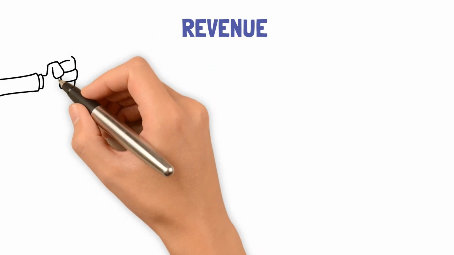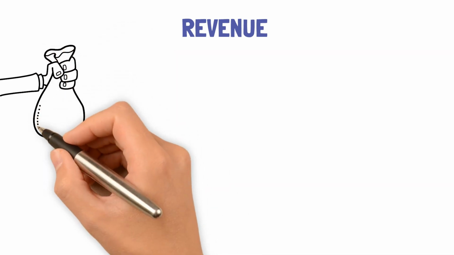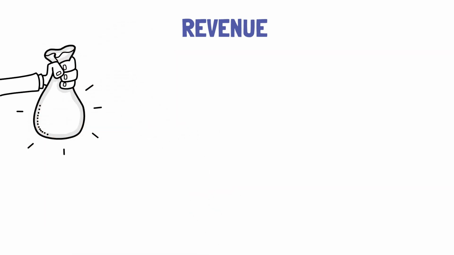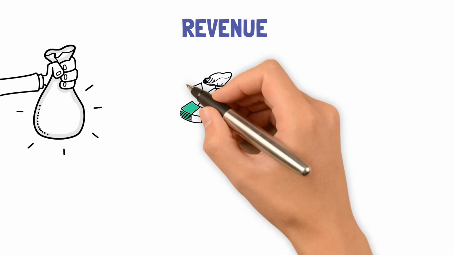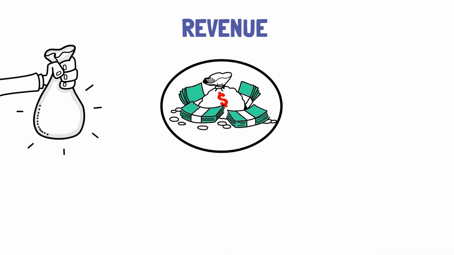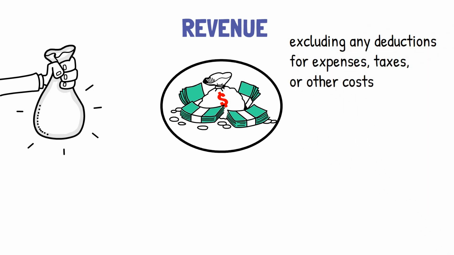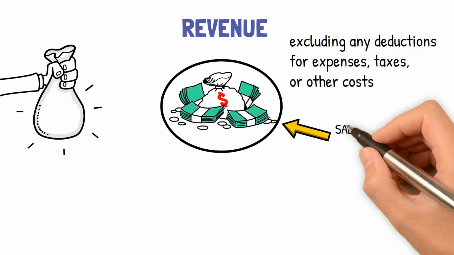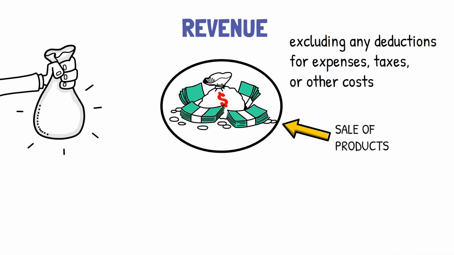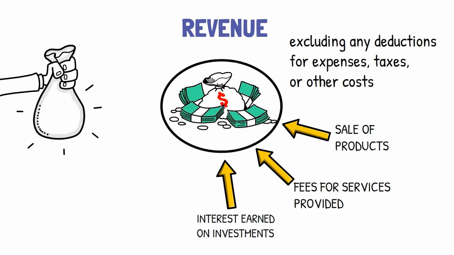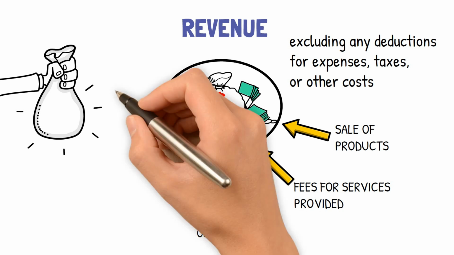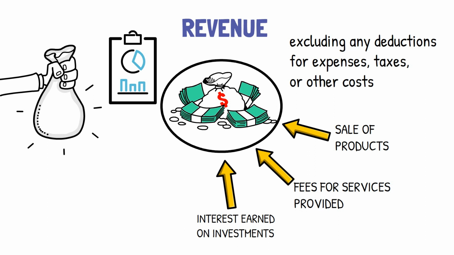Revenue. Revenue refers to a company or organization's income from selling goods or services to customers. It is the amount of money a business generates from its primary activities, excluding any deductions for expenses, taxes, or other costs. Revenue can come from various sources, such as the sale of products, fees for services provided, or interest earned on investments. Revenue is an essential measure of a company's financial performance and is often used to evaluate its growth and profitability.